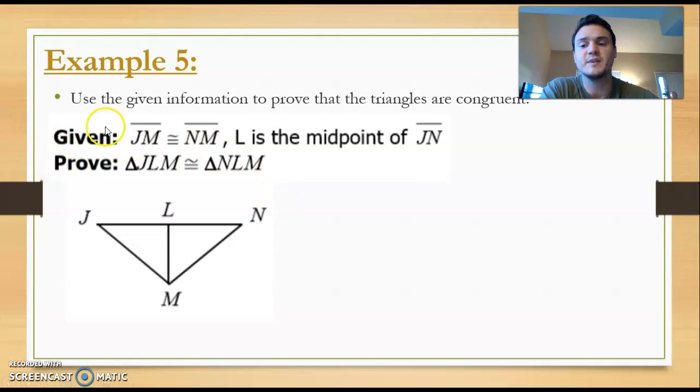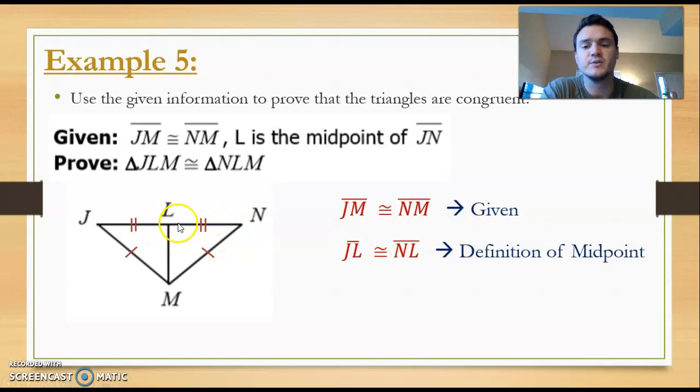This is how proofs are written. They give you some information, and they tell you what they want you to prove. In this case, they want you to prove that the triangles are congruent. They tell you that JM is congruent to NM because it's given. These are our reasonings here. We also know that JL is congruent to NL because L is the midpoint of JN. If L is the midpoint, the distance from J to L is the same as the distance from N to L. So those sides are congruent.